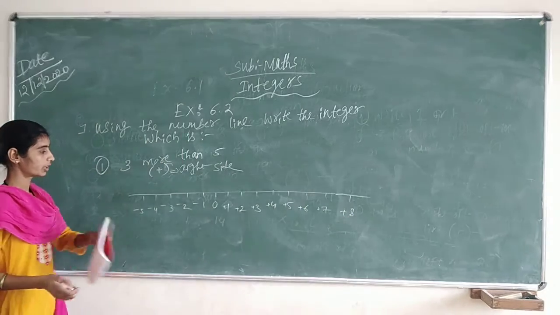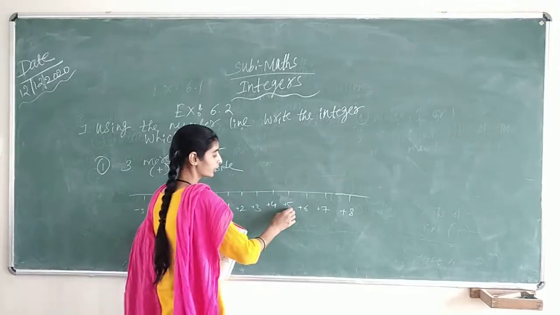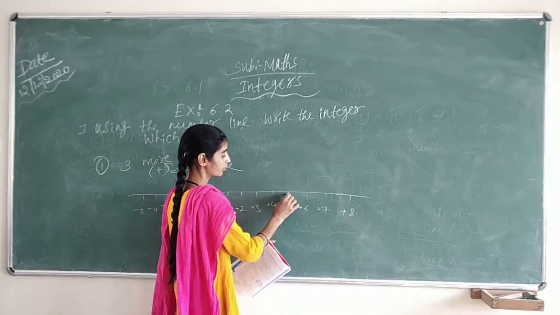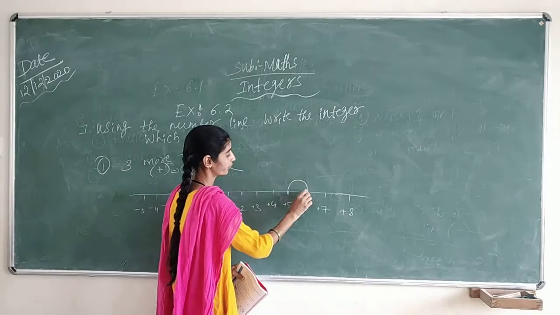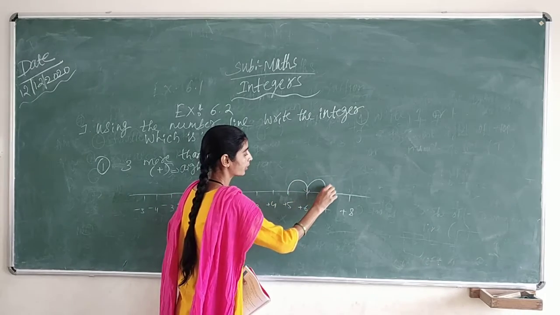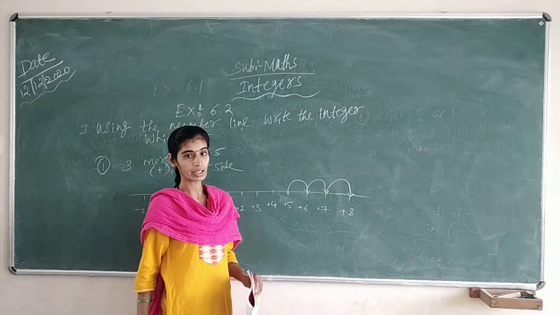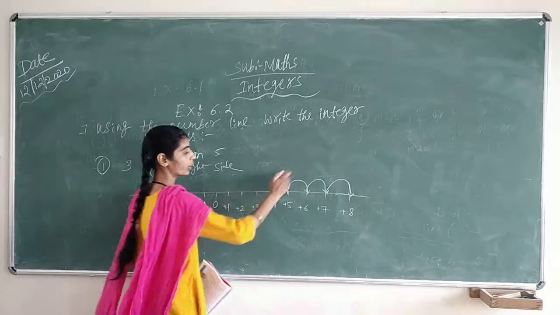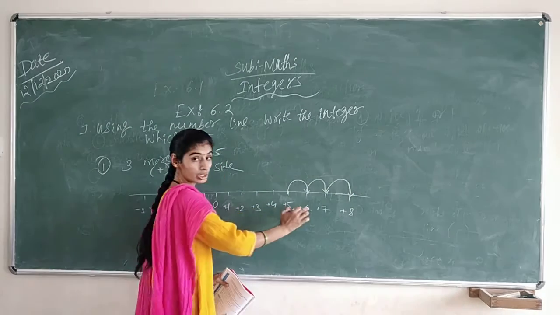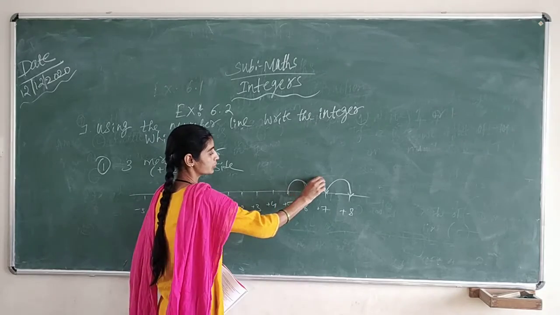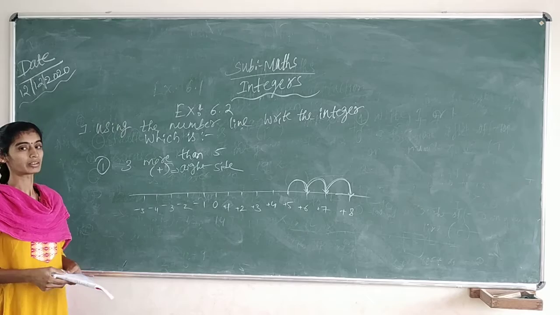Now what is the question they have given, children? 3 more than 5. So 3 more than 5 means 3 moves you have to take to the right side. So 1, 2 and 3. So 3 more than 5 will be 8. So if it is more, you have to move to the right side. From 5 you have to take 3 moves, that is 1, 2 and 3. Then your answer will be plus 8.